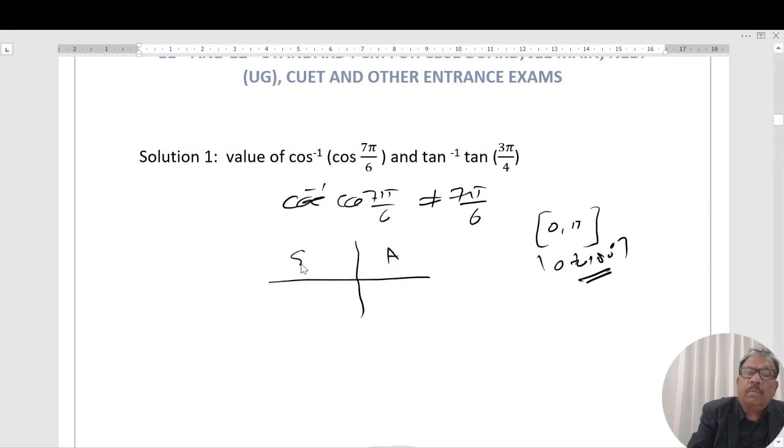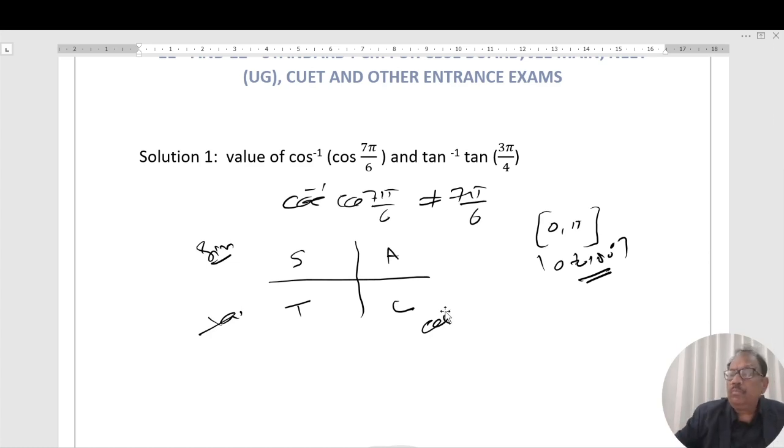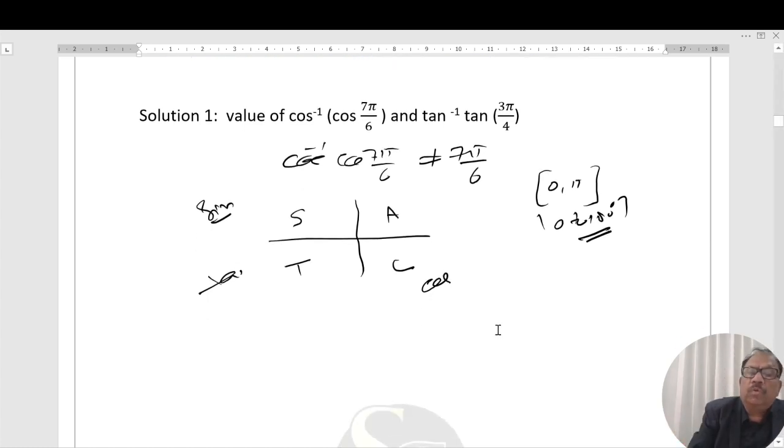In 10th standard, 11th, all school to college, we have done the trigonometric functions' signs: sine and cosec positive, tan and cot positive, cos and sec positive. And also we know these formulas: sine of 180 plus or minus theta and sine of 360 plus or minus theta.